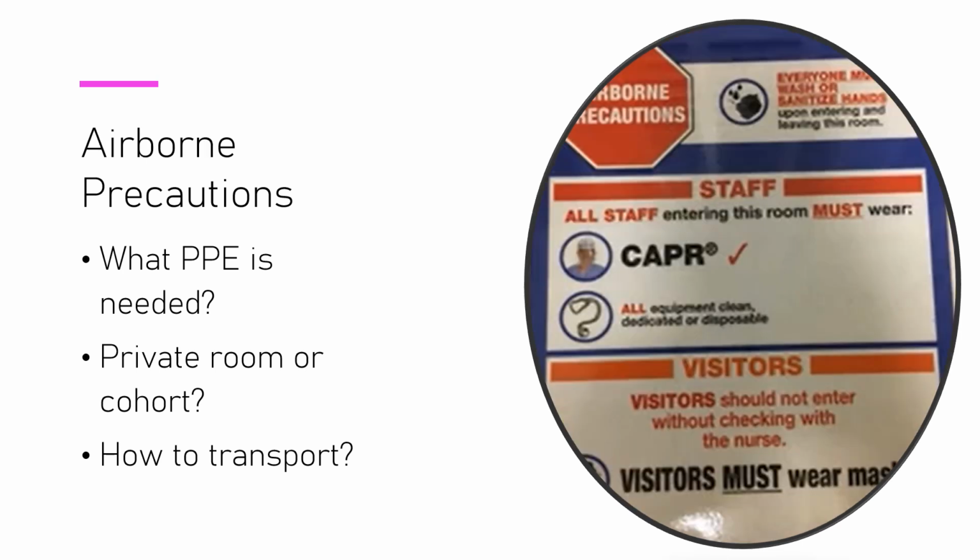Airborne precautions are used for patients with known or suspected infections with pathogens transmitted by the airborne route, such as tuberculosis, measles, chickenpox. For airborne precautions, a NIOSH-approved N95, also known as a particulate mask, or a higher level respirator must be worn. An example of a higher level respirator is a CAPR, Controlled Air Purifying Respirator, or PAPR, Powered Air Purifying Respirator. A private room with a negative airflow and the door closed is required.